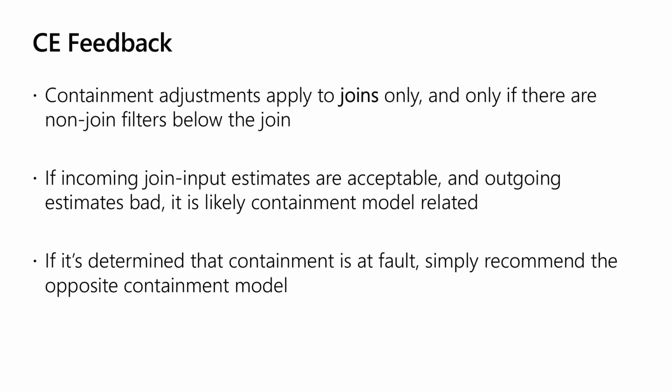So what does CE feedback do with these containment models? Basically, we only do these containment adjustments to joins. We don't touch what happens in the histograms or anything like that. We look at the incoming join input estimates and the outgoing estimates. And if there's a mismatch between good and bad, then we might say, I think that the containment model's at fault here. So what we do is, if there's a problem, we just try a different containment model.